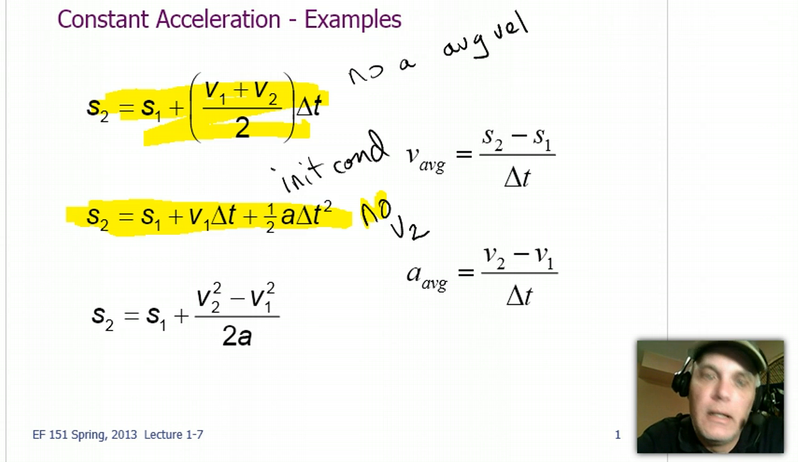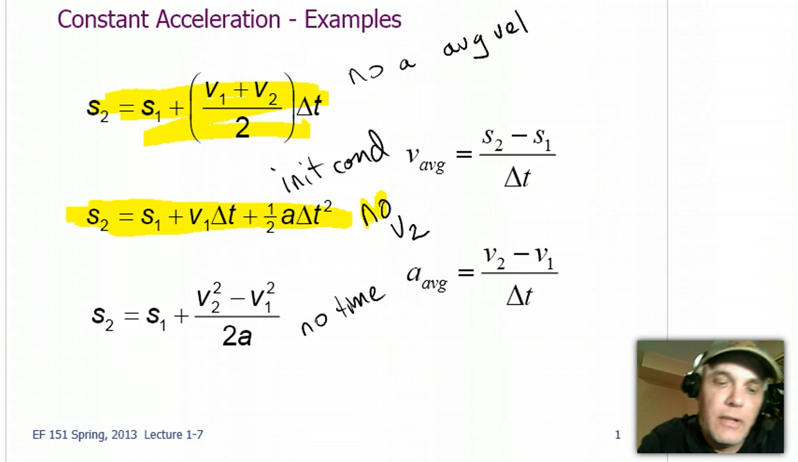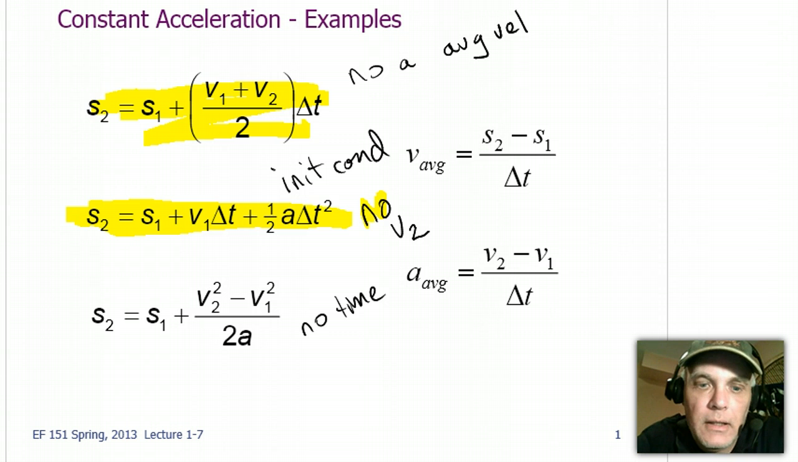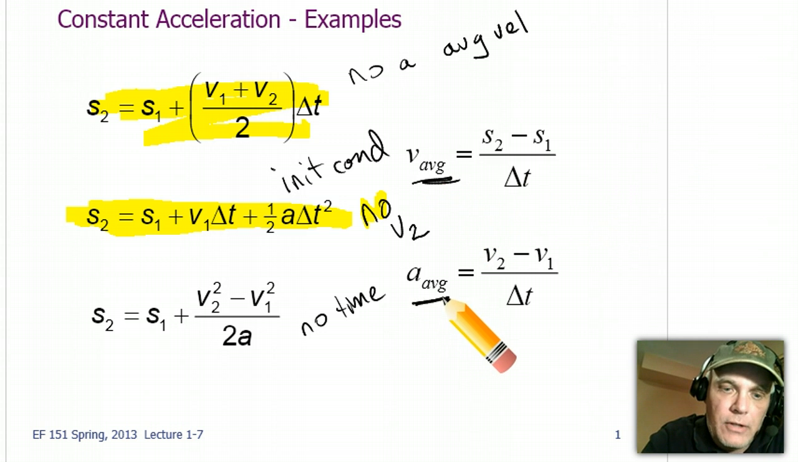And the last one is the no time equation. So we derived this and showed how to get it based on other equations. We don't need to know the delta time. We just need to know information about position, velocity, and acceleration. We also have our two definitions of average velocity and average acceleration.